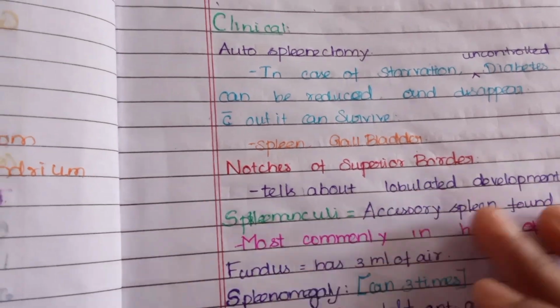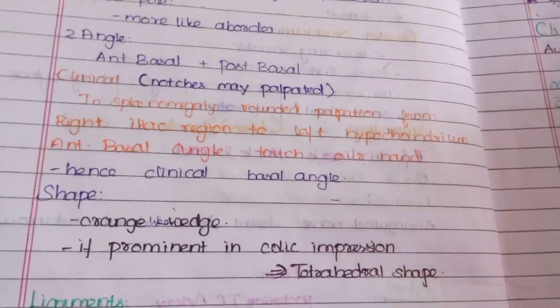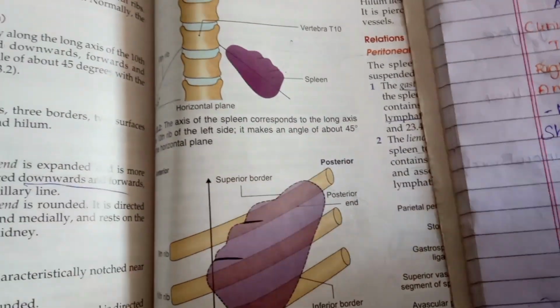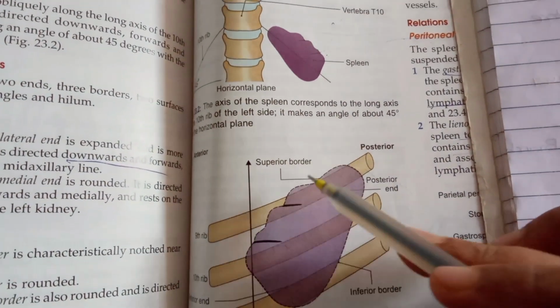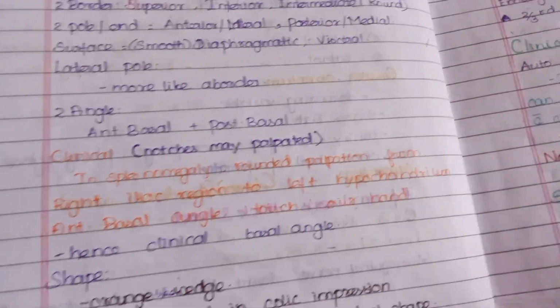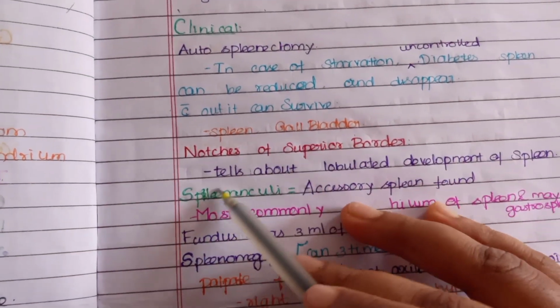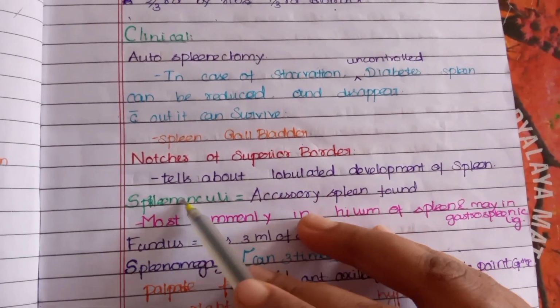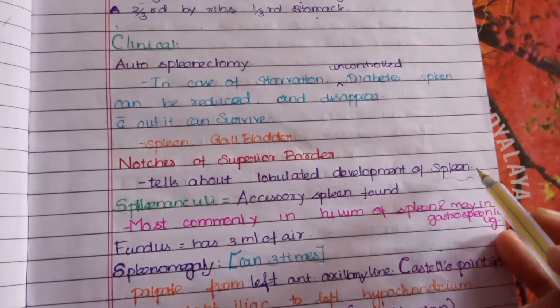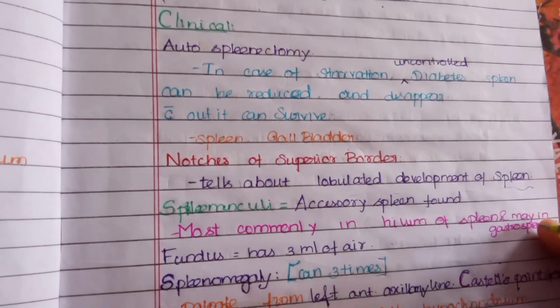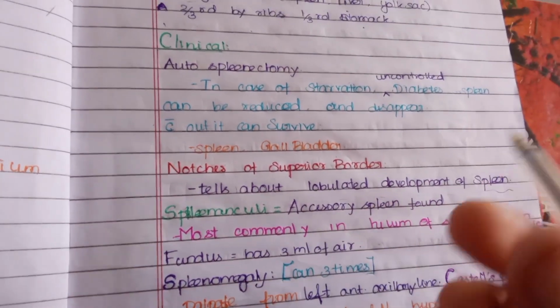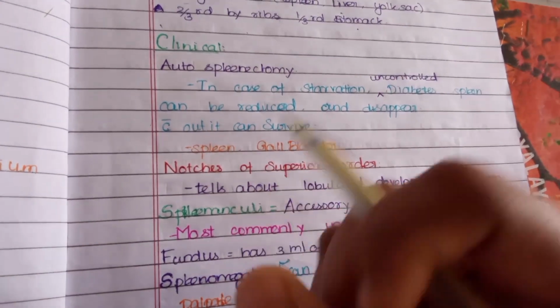Notches of the superior border, I have to say. See here, the superior border has many notches. It has one importance. Those notches tell about the lobulated development of the spleen. In embryogenesis, the spleen develops as lobules and then they are attached. Then it is grouped.